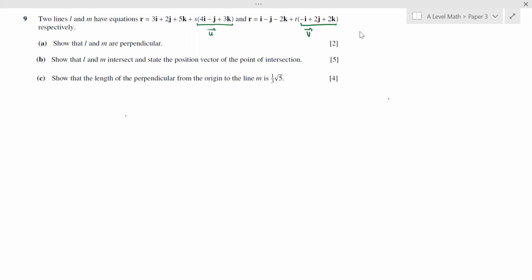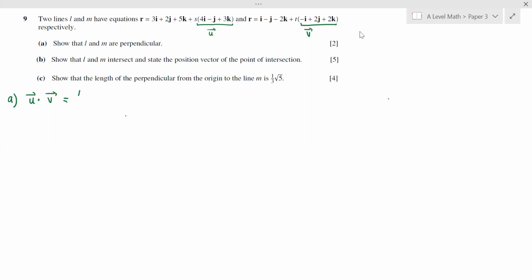If two lines are perpendicular, then the direction vectors must be perpendicular as well. Two vectors are perpendicular if their dot product is 0. In order to show that line L and line M are perpendicular, we need to show that the dot product of their direction vectors is 0.